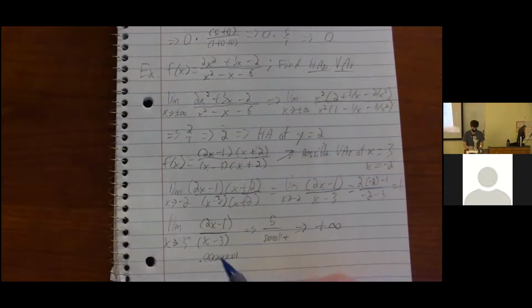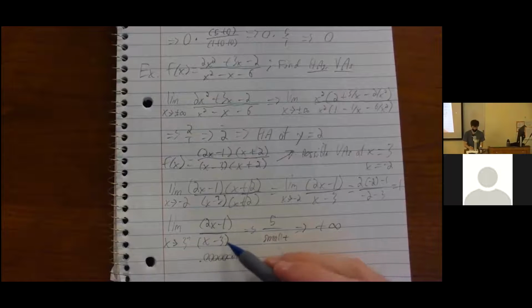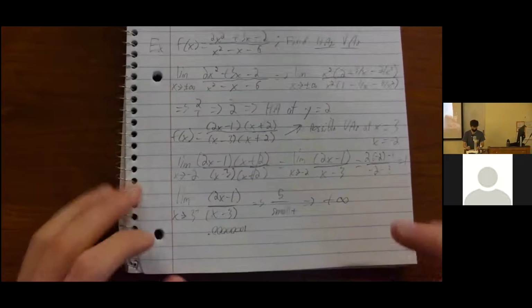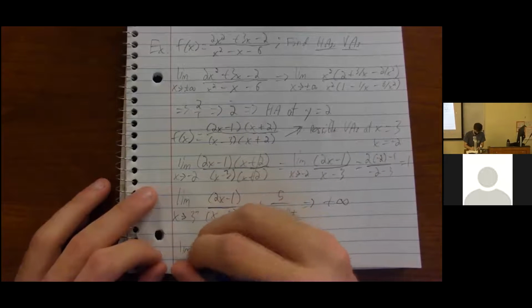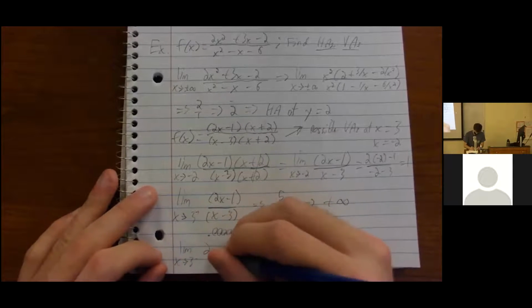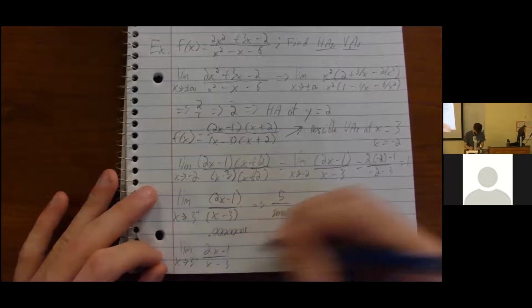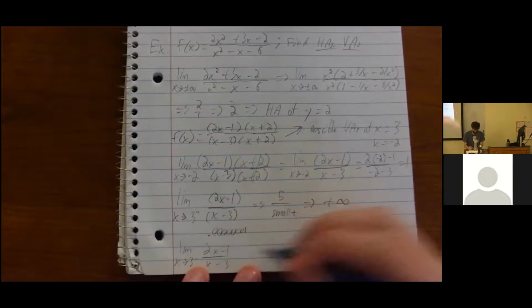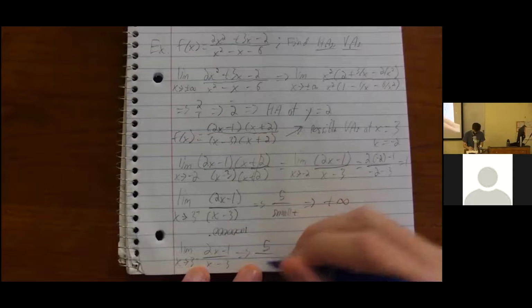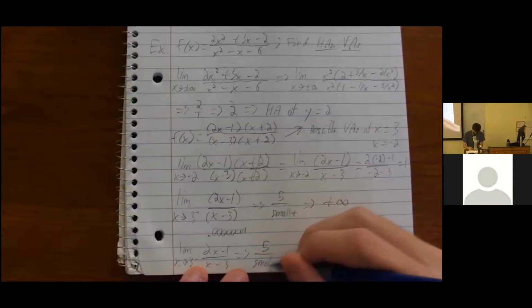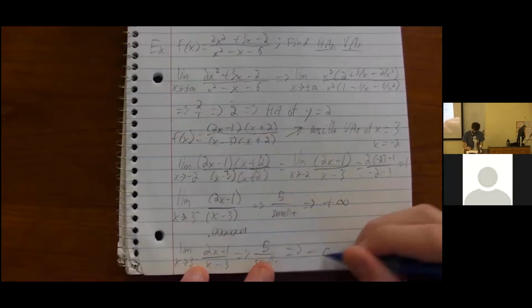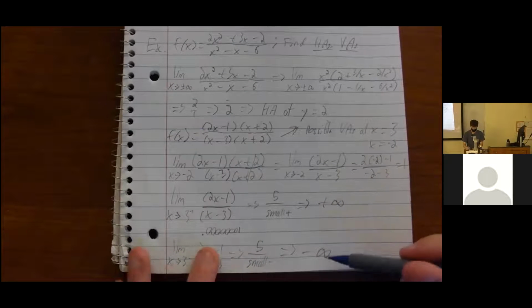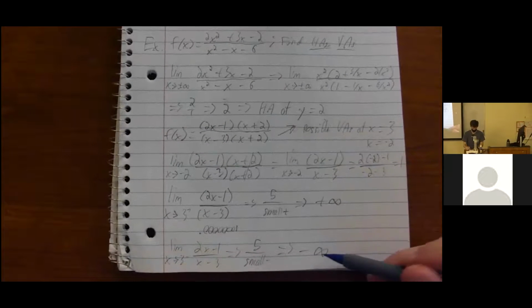Small positive number. Because if you're plugging in 3.000001 minus 3, then this is what you get. Whereas if you did 2.99999 something minus 3, then this is going to be a small negative, which would get you a negative version of this. Get you that negative infinity.